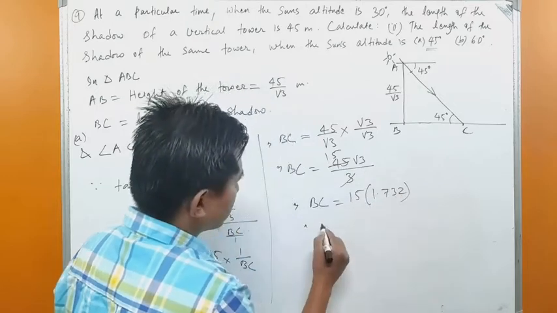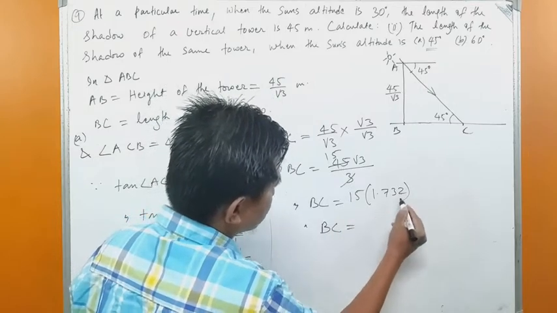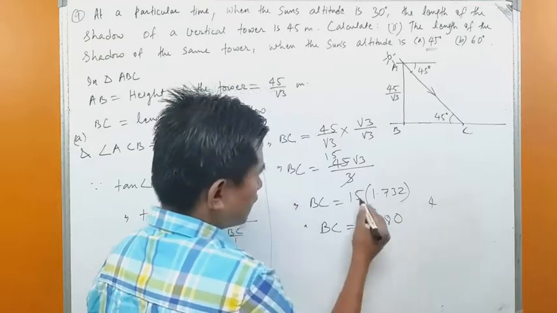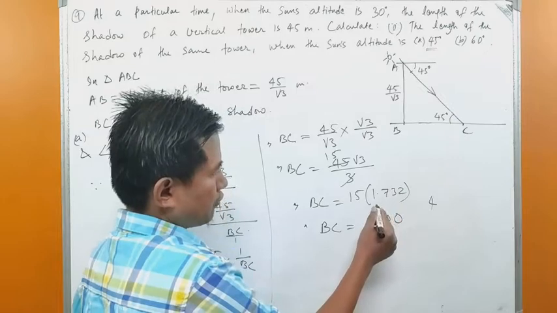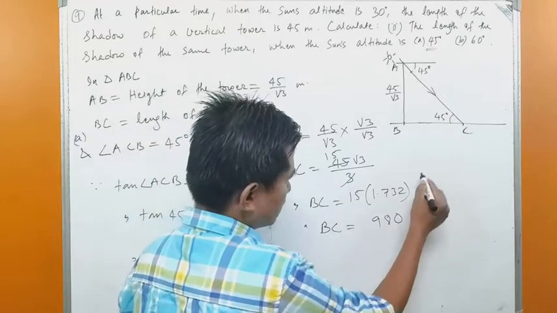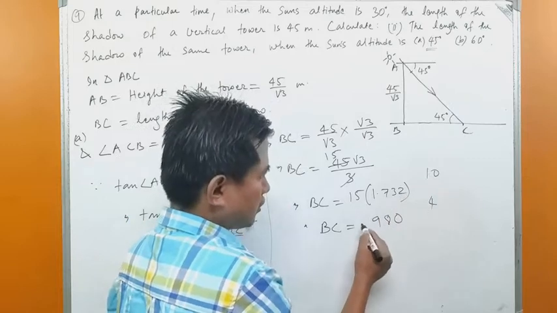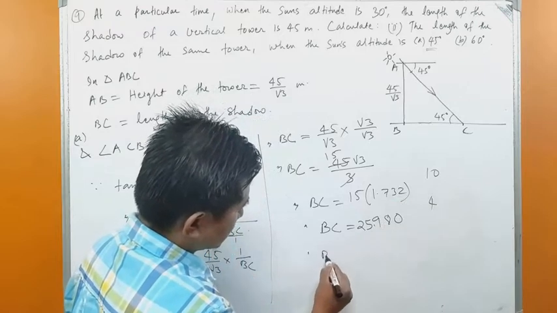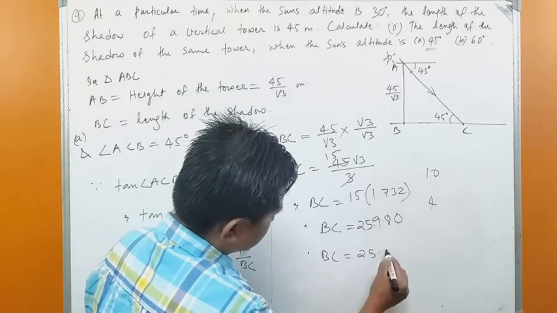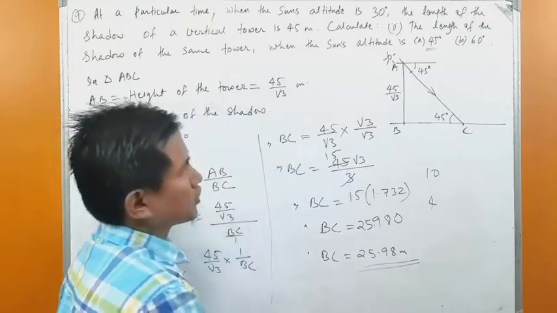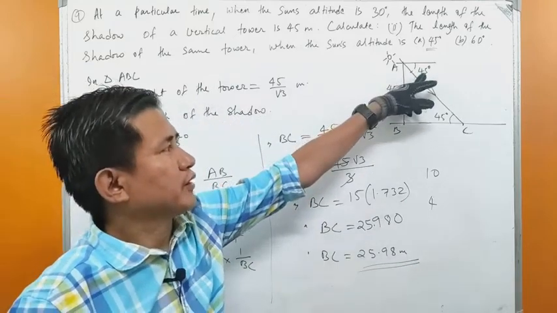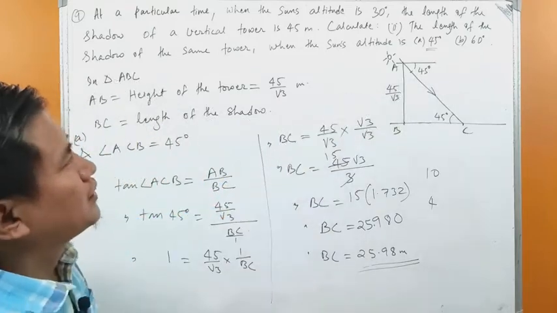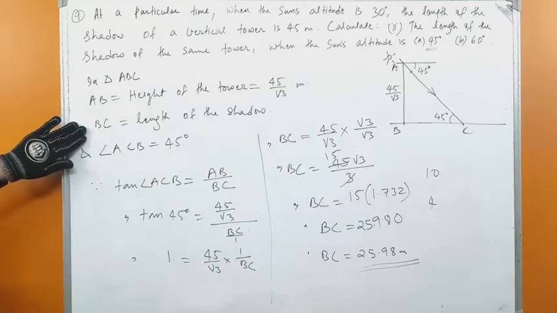Root 3 means 1.732, so BC equals 15 2 is 30, 15 3 is 45, 45 plus 3 is 48, 4 in hand, 15 7 is 105, isn't it? 105 plus 4 is 109, so 10 in hand, 15 1 is 15 plus 10 is 25. So we put the decimal point before 3 digits, so BC equals 25.98 meters. So the length of the shadow of the tower when the sun's altitude is 45 degree is 25.98 meters.